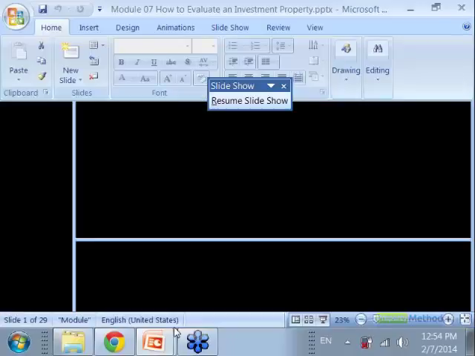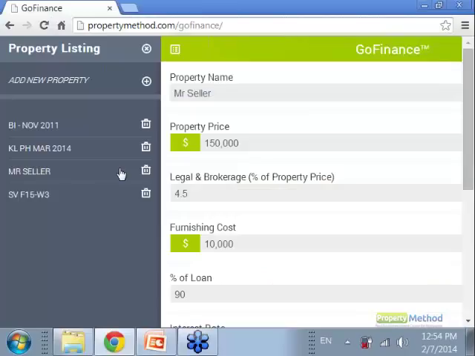These mobile apps are available for subscribed members. We are able to add a new property from the property listing on our left-hand side here, as you can see. I have already created one for Mr. Seller.